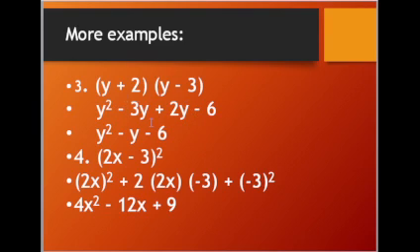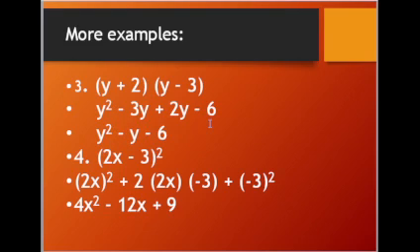And we need to combine negative 3y plus 2y because they are like terms. Like terms means the same variable with the same exponent. So negative 3y plus 2y is negative y. So we have the product here, y squared minus y minus 6.